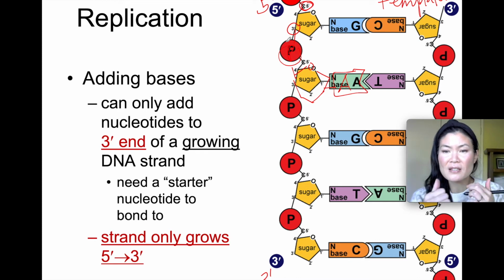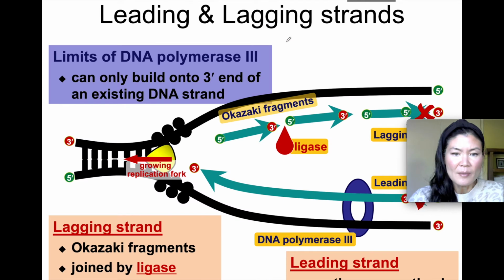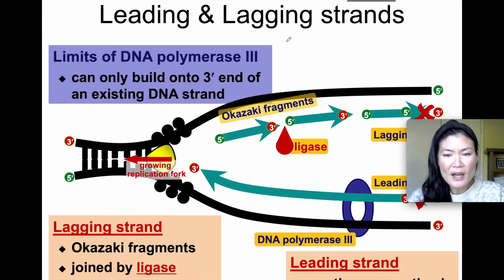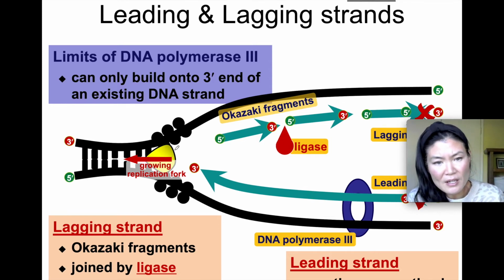Remember when helicase unzips and goes in opposite directions? Okay? Because the original DNA molecule has a 3' end and a 5' end. So as a result, it can only add to the 3' end. So here's that replication fork. There's helicase unzipping the DNA. Okay? This is the 3' end of the template. Okay, this is the 5' end.